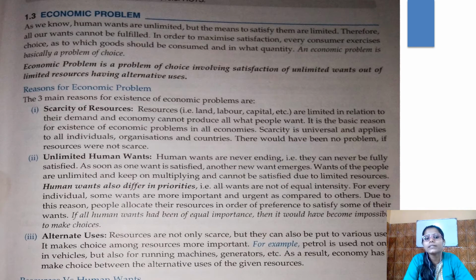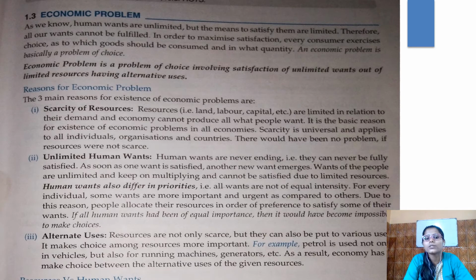Next is unlimited human wants. The human wants are never ending. They can never be fully satisfied. As soon as one want is satisfied, another new want emerges. Wants of people are unlimited and keep on multiplying and cannot be satisfied due to limited resources. Human wants also differ in priorities. That is, all wants are not of equal intensity.